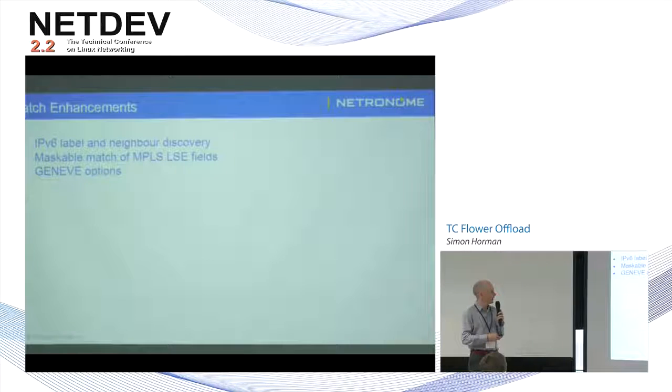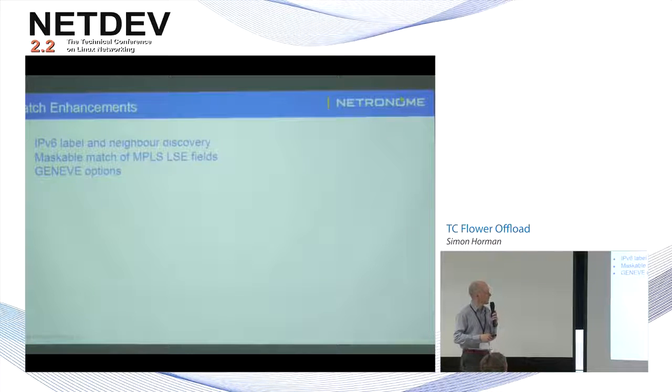We support MPLS label stack entry matching, which is kind of nice, but I noticed when I was looking through the code not so long ago that it's not maskable. This is a kind of trivial update. Pretty much everything else that makes sense to mask can be masked, so I think that should be added.